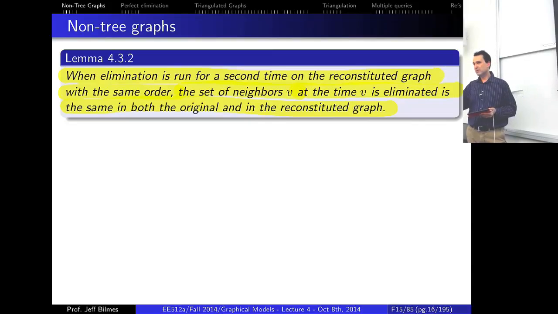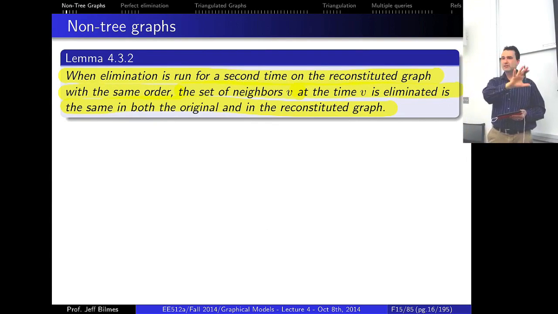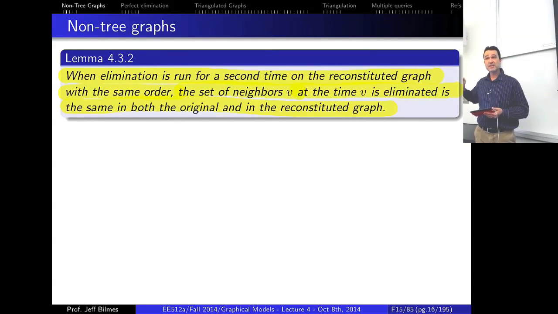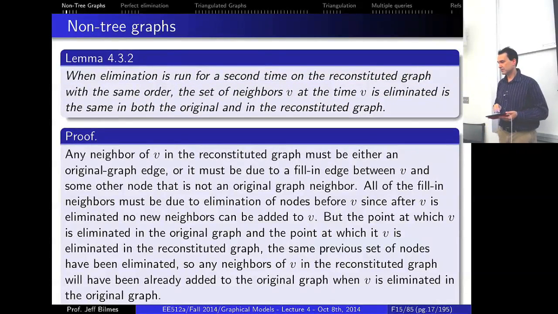Okay, so that basically means that when you eliminate a vertex, you look at the original graph. You start eliminating vertices and you get to some vertex, and you eliminate that vertex and you look at its neighbors. Then you look at the reconstituted graph and you run the same order. You eliminate all of the vertices and you get to that one vertex that you're talking about. The set of neighbors of that vertex in the reconstituted graph and in the original graph are identical. So that is something that needs proof.